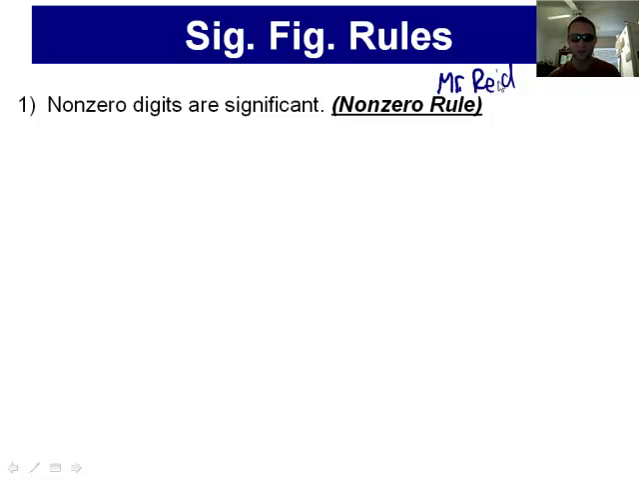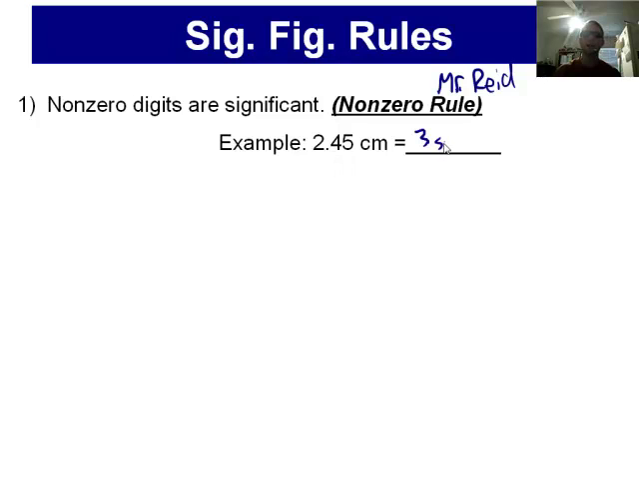Non-zero digits are significant. This is called the non-zero rule. What do I mean by that? If we look here at this number, 2.45 centimeters, a length, all these digits are non-zero, therefore they're all significant in this number. So this number has got 3 sig figs.